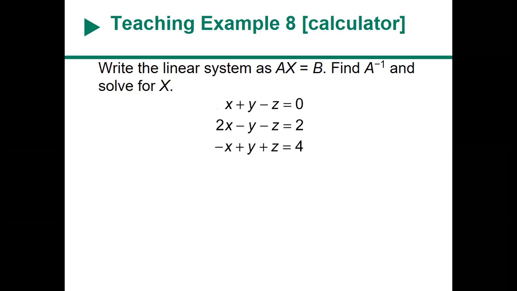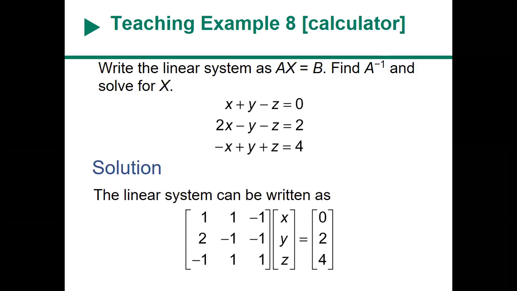Here we have this 3-variable system. We're going to take the system, turn it into a matrix. Here's the linear system written as a matrix. Then we're going to find the inverse of matrix A. So this is A, this is matrix X, this is matrix B.